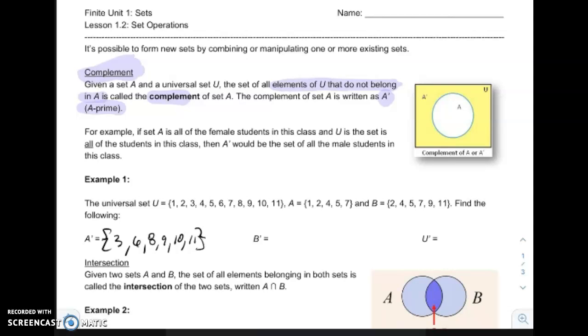For B, you're going to do the same thing. You're going to list all the numbers that are in U, but not in B. So we can see 1 is not in B, 3 is not, 6 is not, 8 is not, and 10 is not. Then if you look at U, if the universe has all these numbers, then what's not in those numbers would just be an empty set. So anytime you're asking for the complement of the universal set, it's nothing. It's either in the universal set or it's not.